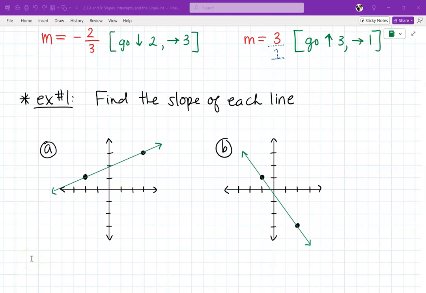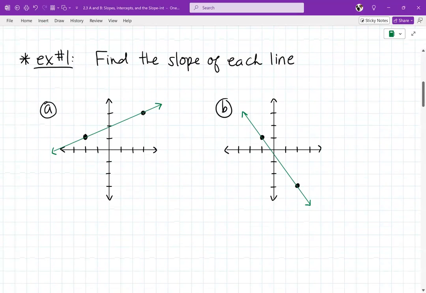All right, so for example, number 1, we're finding the slope of each line. For part A, is this a positive slope or a negative slope? Positive. You see how it's going uphill, right? What about part B? Positive or negative? Negative, right? It's going downhill as we go left to right. So I already know my answer is positive for part A and negative for part B.